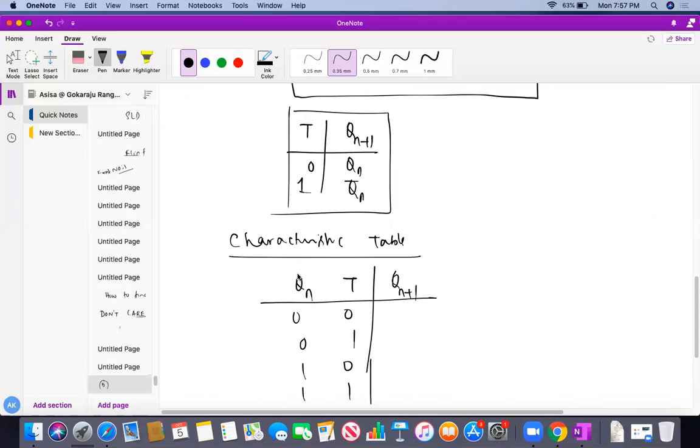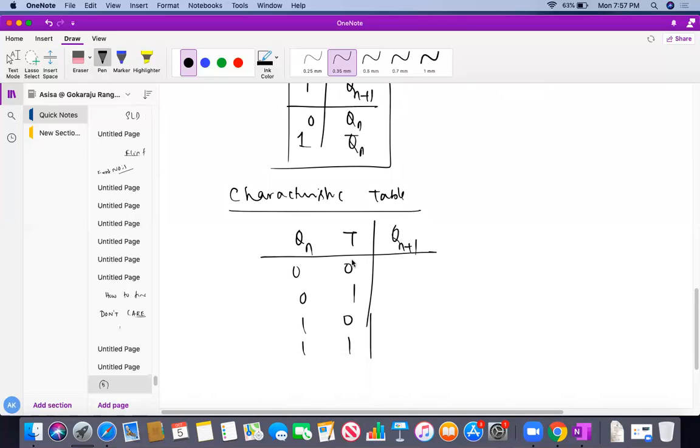So see here how the characteristic equation will be. It depends on T. If T is 0, Qn plus 1 is Qn, which means whatever Qn is there, the next state is also the same. Am I correct? If T is 1, it is just Qn bar. When T is 0, whatever Qn is there, the same Qn. When T is 1, whatever Qn is there, just the opposite: 0 1, 1 0. Do you all understand, students? Very simple. So now we can have the characteristic equation.